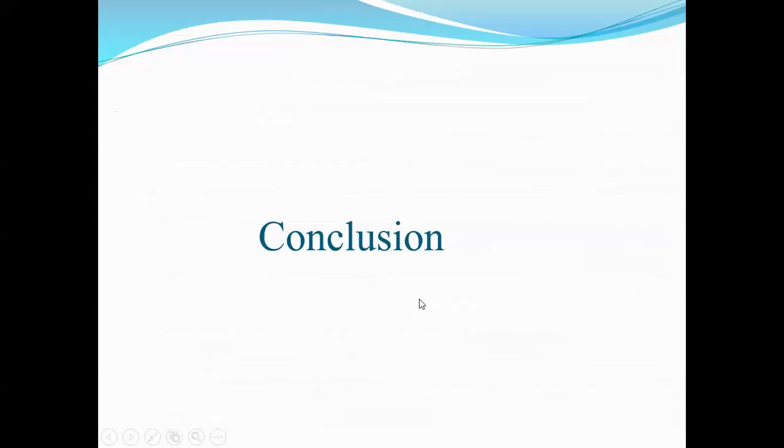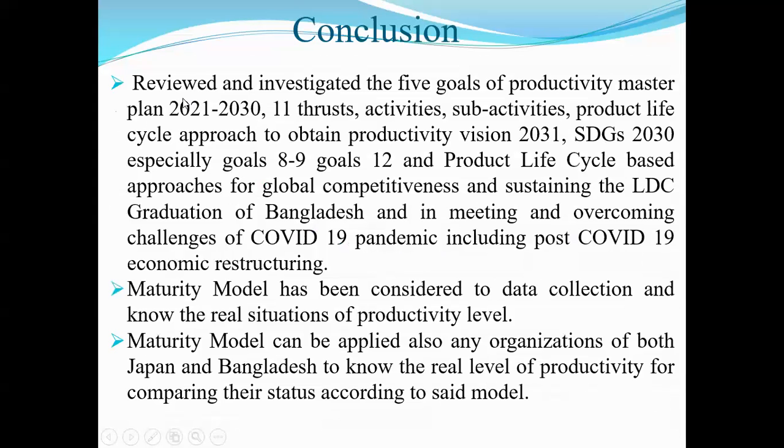In conclusion, this is the review and investigation of the 5 goals of the productivity master plan and 11 tasks, activities, and sub-activities, using the product life cycle approach to obtain productivity vision 2030 and SDG 2030, especially goals 8, 9, and 12, and a product life cycle based approach for global competitiveness, sustaining the LDC graduation of Bangladesh, and meeting and overcoming the challenges of the COVID-19 pandemic, including post-COVID-19 economic restructuring.